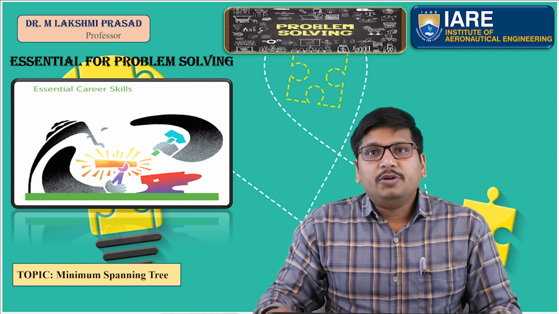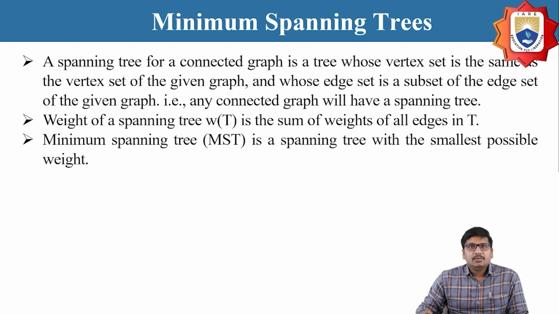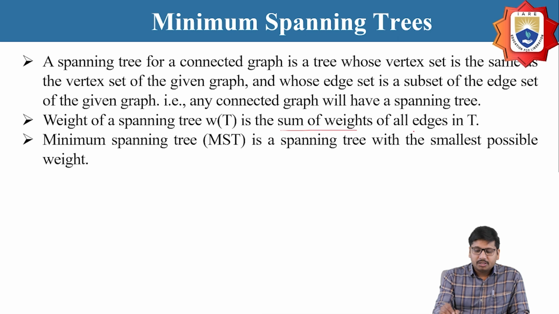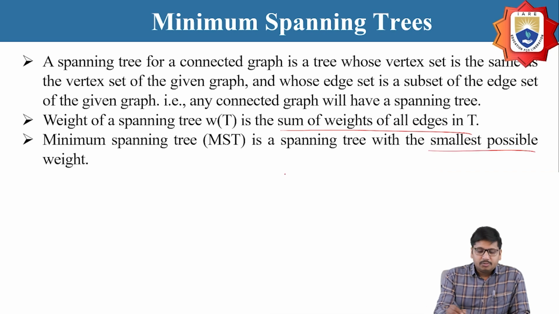In this video, I'm going to discuss minimum spanning trees. So what is a minimum spanning tree? The minimum spanning tree for a given graph is a tree whose vertices should be the same as the vertices of the given graph, and whose edges should be a subset of the edges of the given graph. The weight of the spanning tree is the sum of the weights of all edges in the tree, and a minimum spanning tree is a spanning tree with the smallest possible weight.